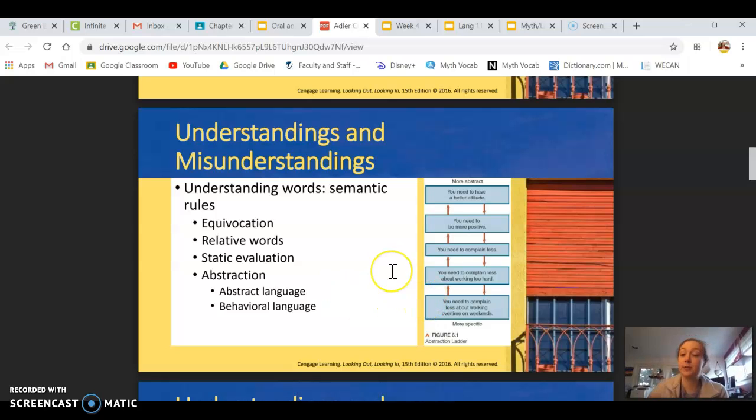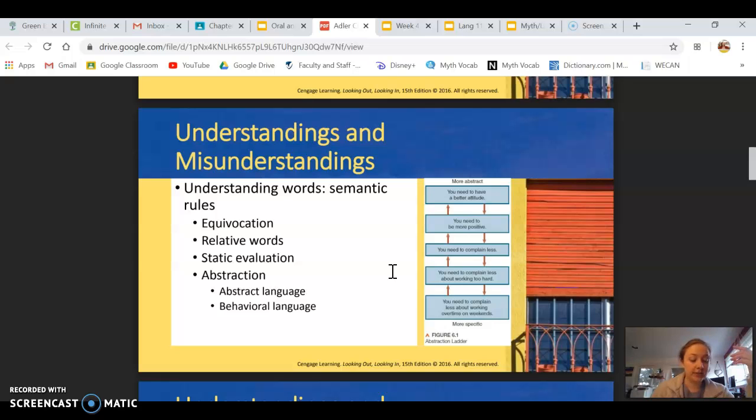Understandings and misunderstandings. So this is a really big thing. There's first the semantic rules, these rules that we pretty much just follow to gain understanding. Sorry, let me get to my notes because I want to hit all of them. So semantic rules in the book is simply defined as reflecting the ways in which users of a language assign meaning to particular linguistic symbols, usually a word.